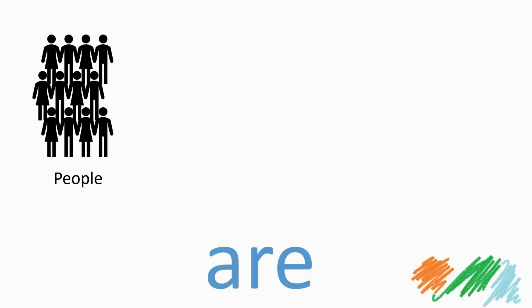And when do we use are? We use are when there are many subjects, like people. Now we are not talking about a person.